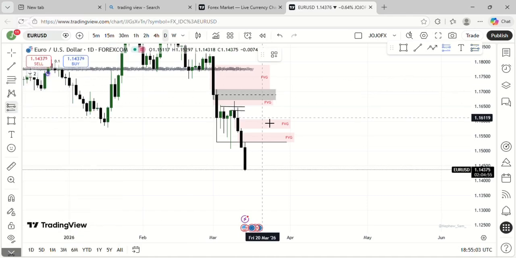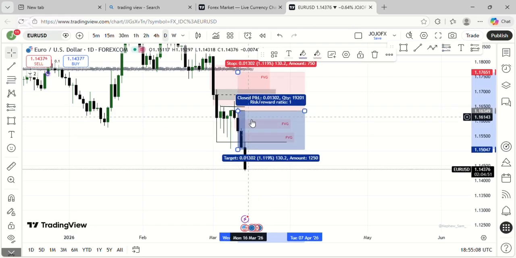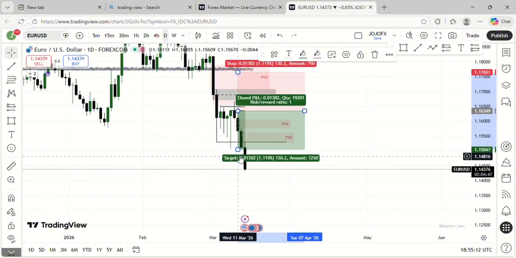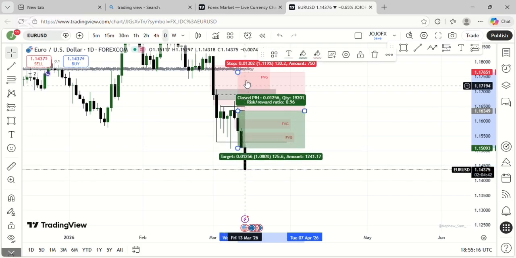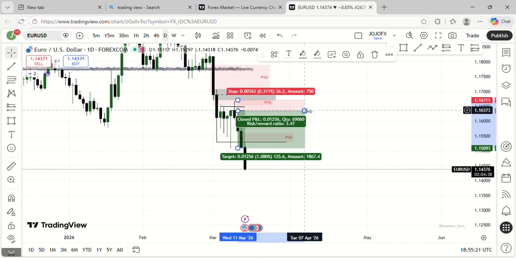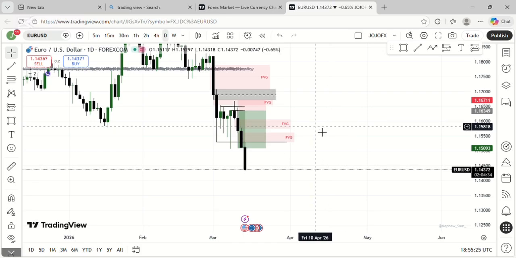I'll just put my short position here and target this journal liquidity. Put my stop loss above here. But this is a 3R, and it's not something I would want to do.